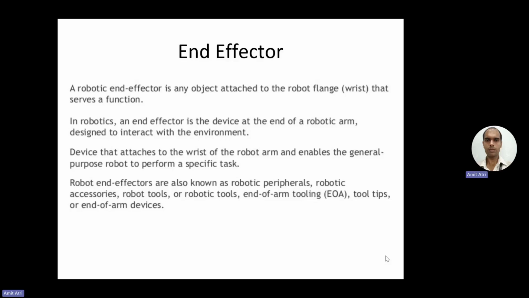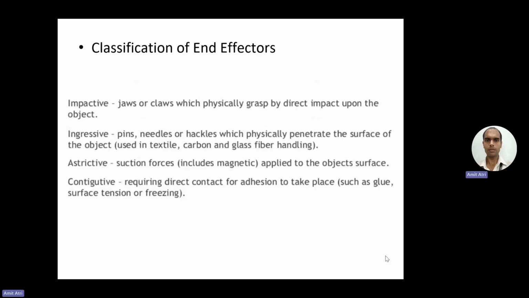Robot end effectors are also known as robotic peripherals, robotic accessories, robot tools, or end of arm tooling. So it could be a tool. Depending on that, we are classifying the end effectors. The first one is on the basis of impactive. Which type of impact? It could be jaws or claws, which physically grasp by directly impacting upon the object. So they are grasping the object.